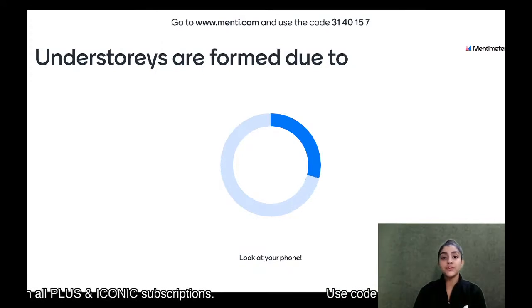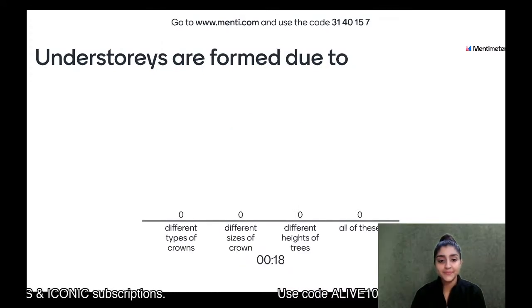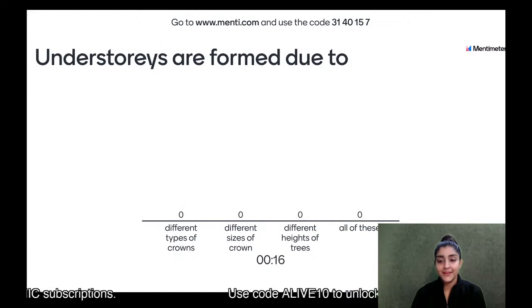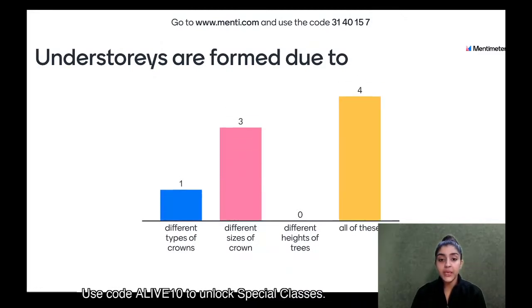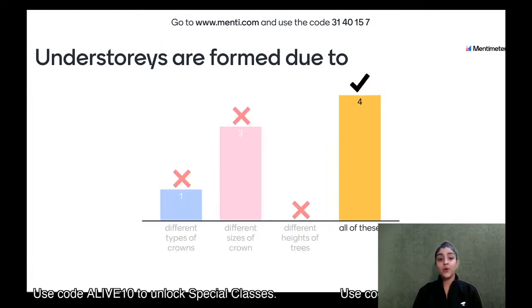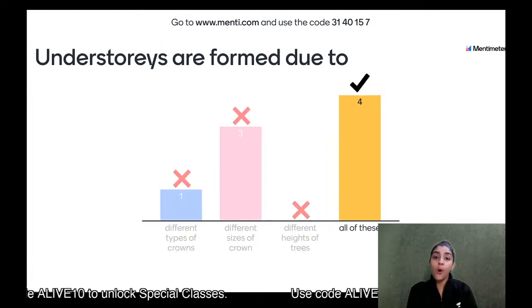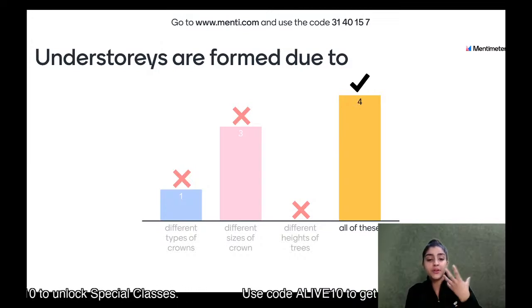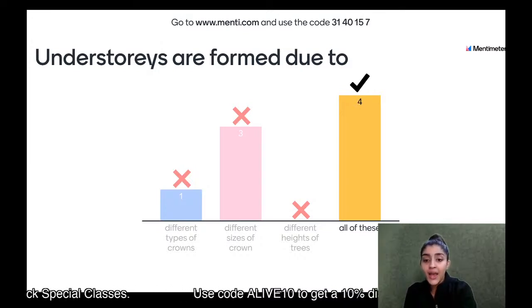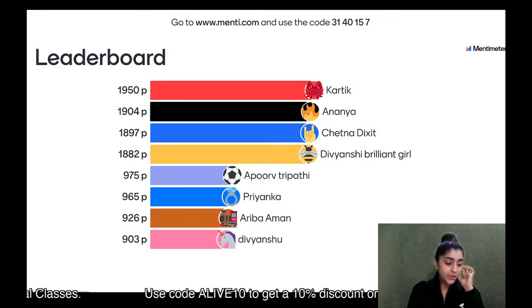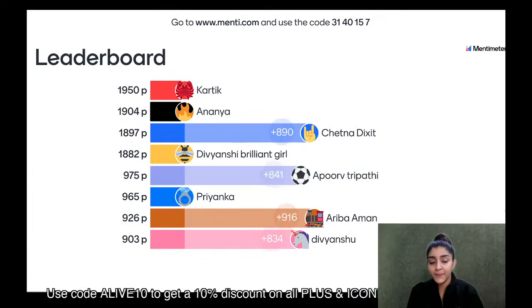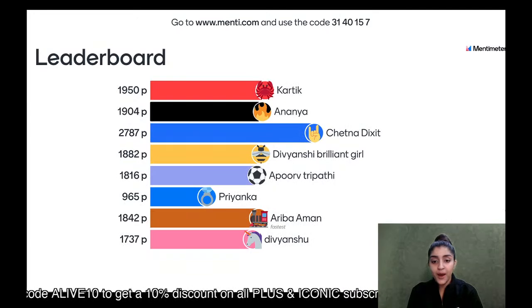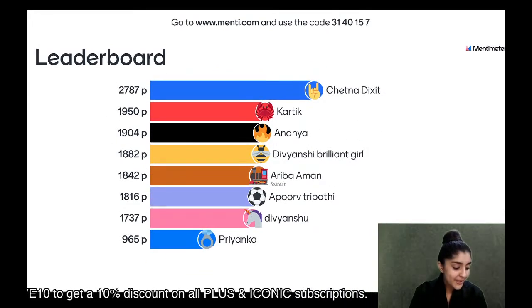Understories are formed due to... Come on guys, answer it quickly. Think about it, read all the options. So understories are formed due to all three of them: different types of crowns, different sizes of the crown, and then the height. So all of these would be the absolutely correct answer. So who do we have over here? Chetna, Apurv, Ariba, Divyanshu were able to answer it correctly.